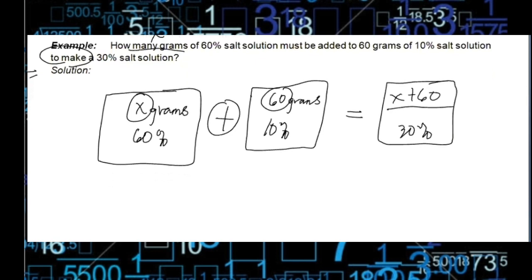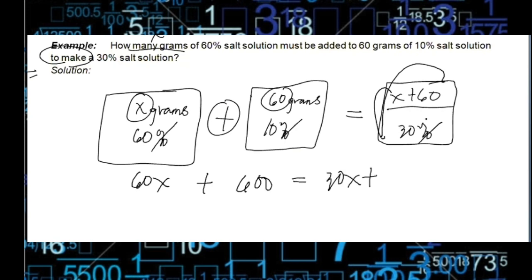So, ang gagawin ko lang dito, ita-times ko lang siya pababa, yung bawat nasa container. Cancelin nyo lahat ng percent symbol. Okay? 60 times X, 60X. Kuha nyo? So, plus 10 times 60, 600. Diretso tina-times ko lang siya. Tapos, ito, didistribute nyo isa-isa. 30 times X, 30X. Plus, 30 times 60, 1,800.